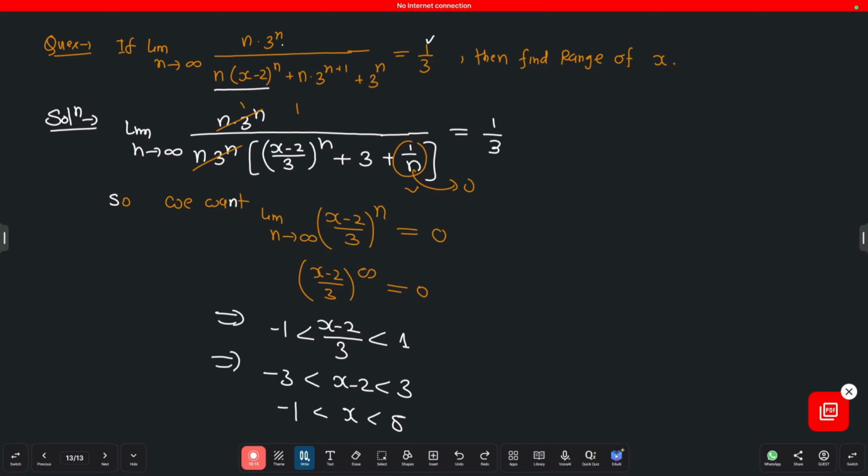It implies range of x, okay, minus 1 to 5. See, done.